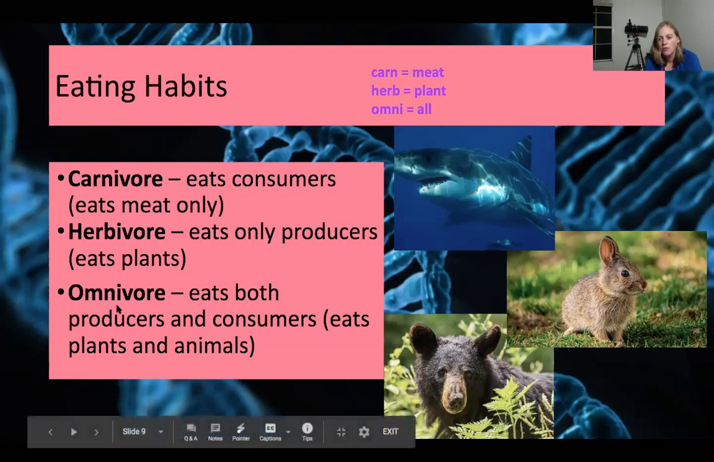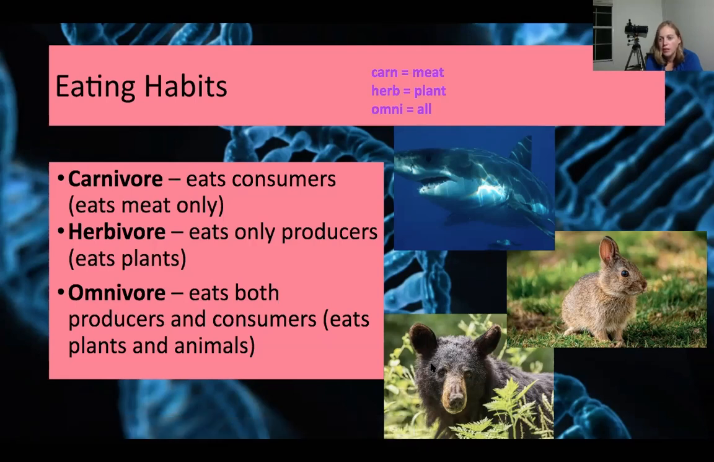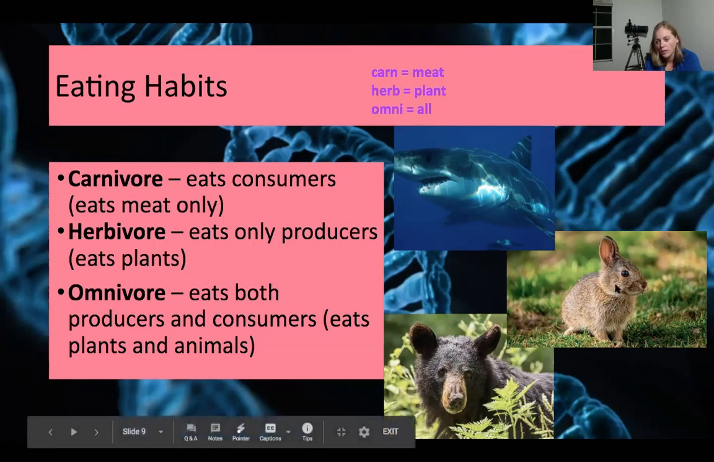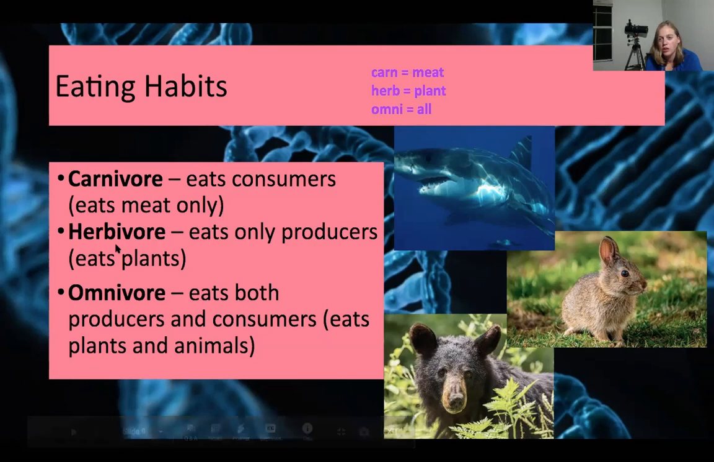Hopefully you're thinking omnivore. Bears pretty much will eat whatever. They like berries, and they also like to eat fresh meat. What about our rabbit? Hopefully you're thinking about rabbits being herbivores because they nibble on grass. And the shark, this is a great white shark. And great whites are carnivores.